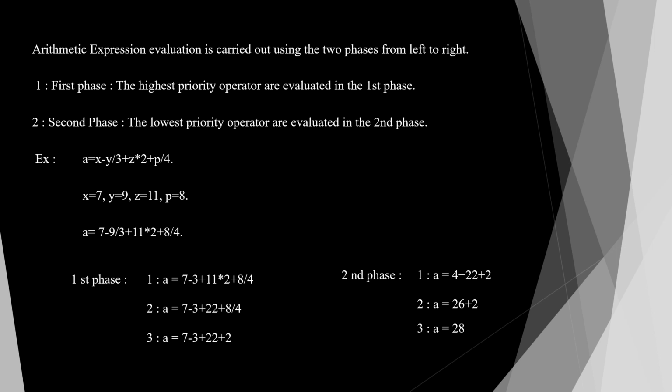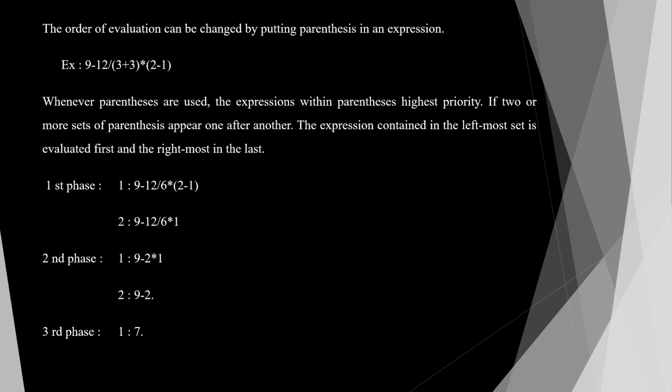Here the same operators are present, so first we evaluate 4 plus 22. We get the value 26 plus 2. So 26 plus 2 is 28. After evaluating, we get the value A is equal to 28. So all these evaluations are to be calculated based on the principle of operator precedence. The order of evaluation can be changed by putting parentheses in our expression also.